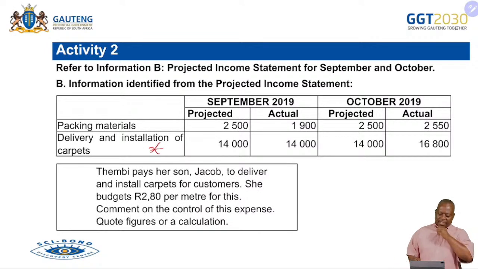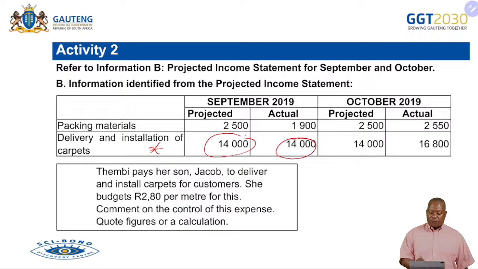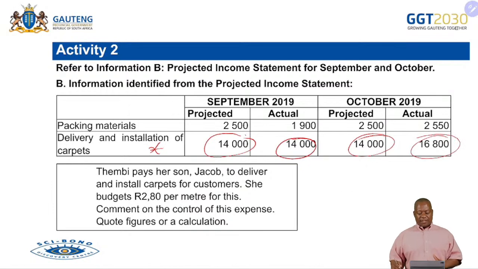Now, let's check. In September, we had budgeted 14,000 and we paid how much? 14,000. Now, when it comes to October, we paid. But what is happening? We are paying more than budgeted. So can we say we are okay with what happened in September? I don't think so.